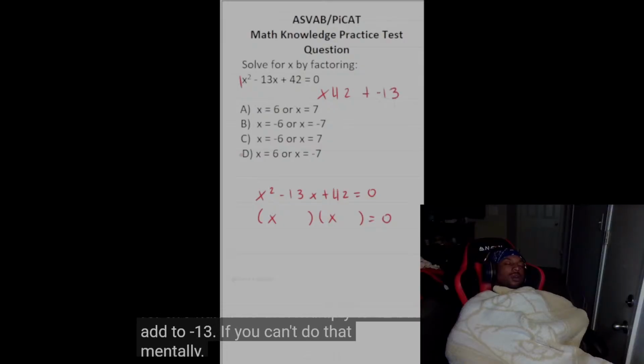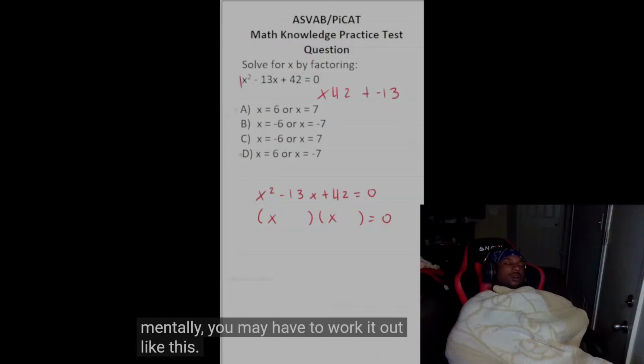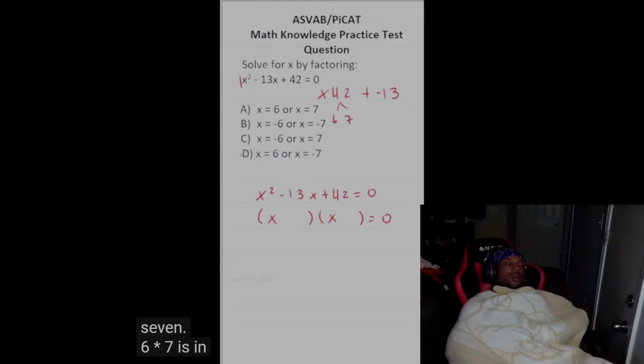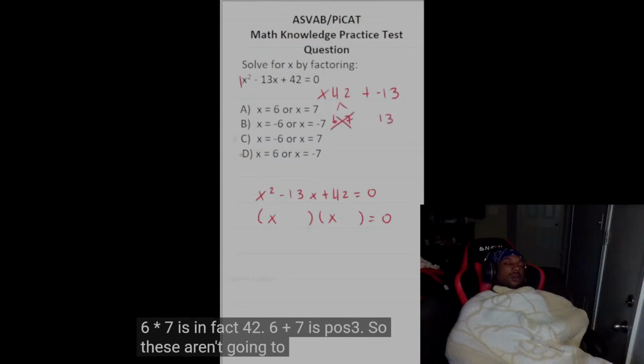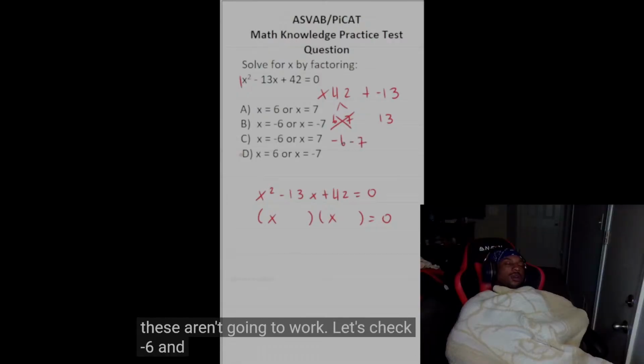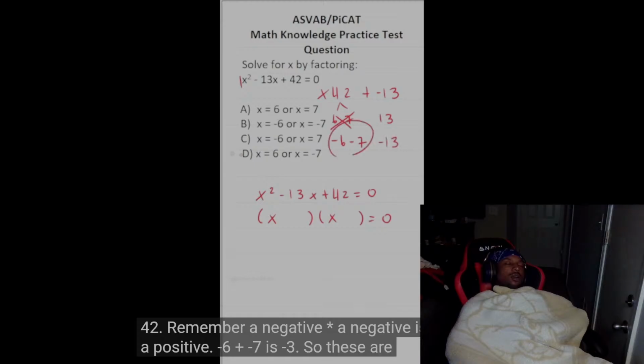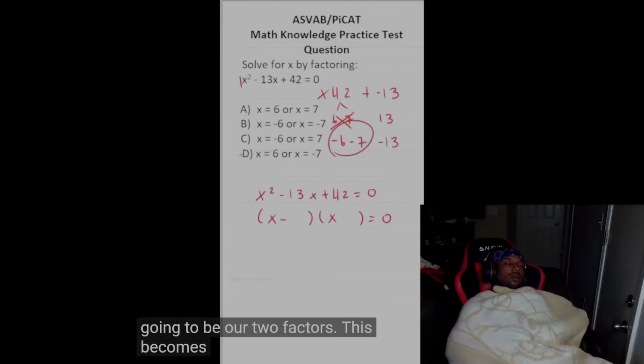If you can't do that mentally, you may have to work it out like this. Let's start with 6 and 7. 6 times 7 is in fact 42. 6 plus 7 is positive 13, so these aren't going to work. Let's check negative 6 and negative 7. Negative 6 times negative 7 is in fact positive 42. Remember, a negative times a negative is a positive. Negative 6 plus negative 7 is negative 13. So these are going to be our two factors. This becomes (x minus 6)(x minus 7).